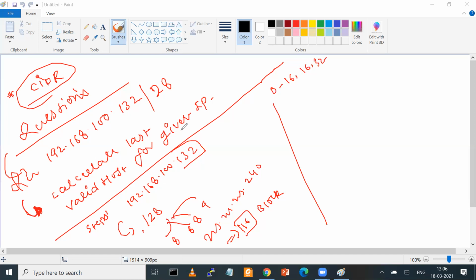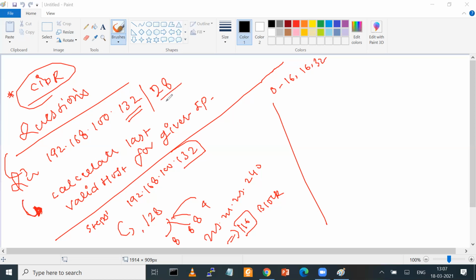Whichever octet the last network bit value goes into, that octet we have to use for block calculation. So in my case, the last network bit goes into the fourth octet. So we just have to check where the fourth octet value lies in my blocks. So the value is 132. Why am I choosing 132 only?